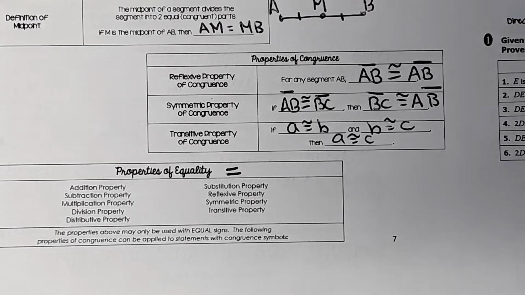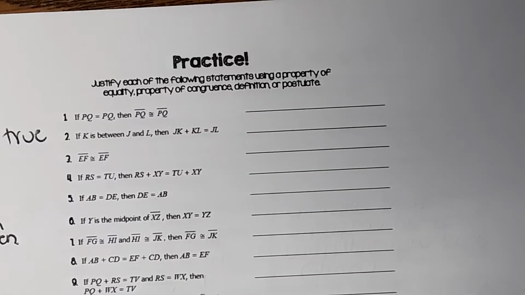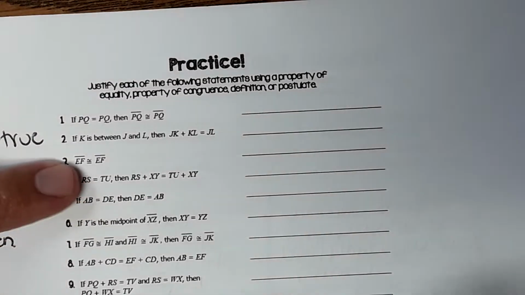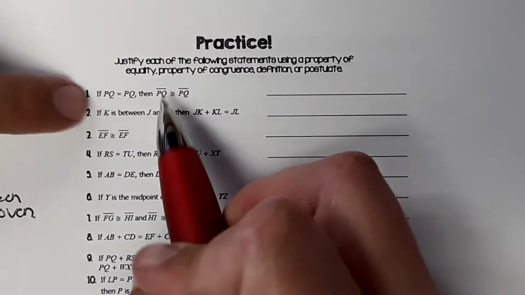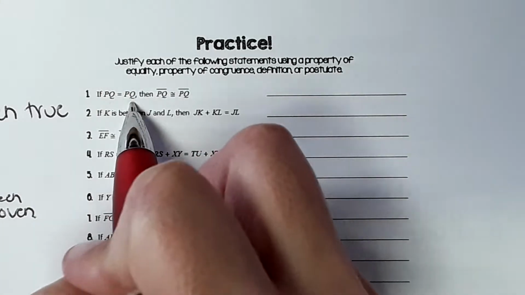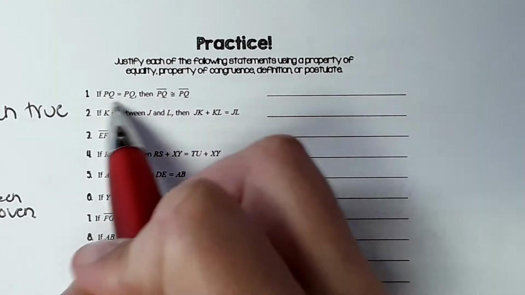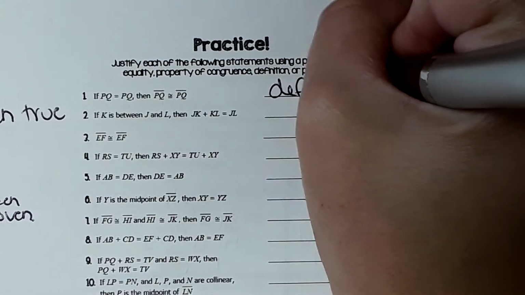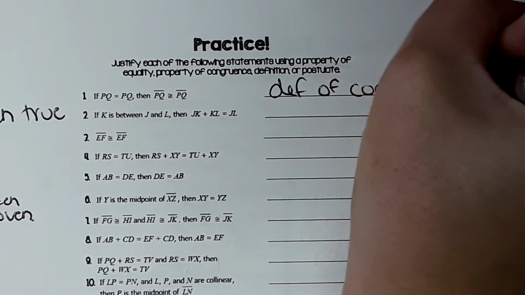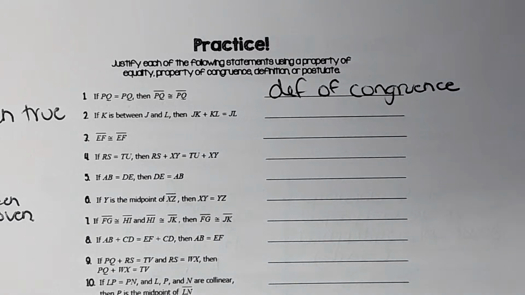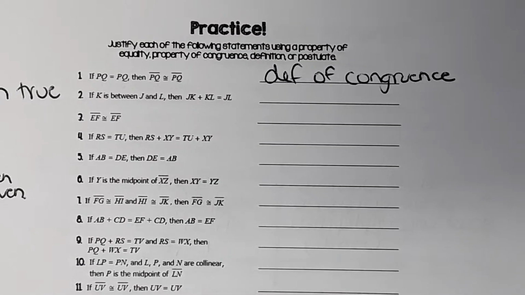And now we're going to practice identifying them. Just like yesterday, we're going to write out the property that's represented. Number 1: PQ equals PQ, then PQ is congruent to PQ. Well, if they're the same length, then they are congruent. That is definition of congruence, or definition of congruent segments, however you want to put it.